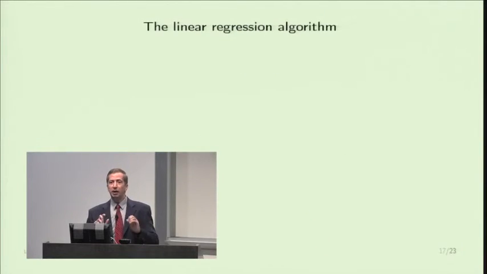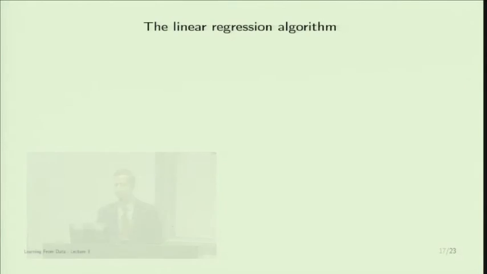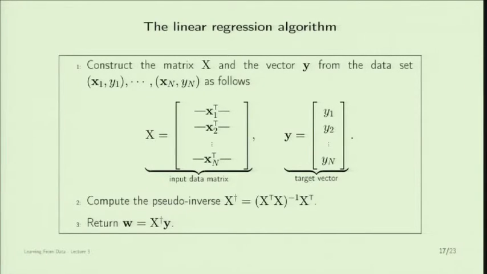So let's now flash the full linear regression algorithm here. Okay, that's a crowded slide. That is what you do. The first thing is you take the data that is given to you and put them in the proper form. What is the proper form? You construct the matrix X and the vector Y. These are what we introduced before. This will be the input data matrix and this would be the target vector. And once you construct them, you are basically done, because all you are going to do is plug this into a formula, which is the pseudo inverse, and then return the value W, which is the multiplication of that pseudo inverse with Y. And you are done, okay?